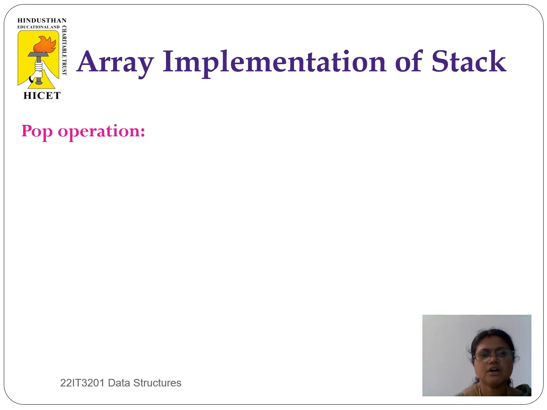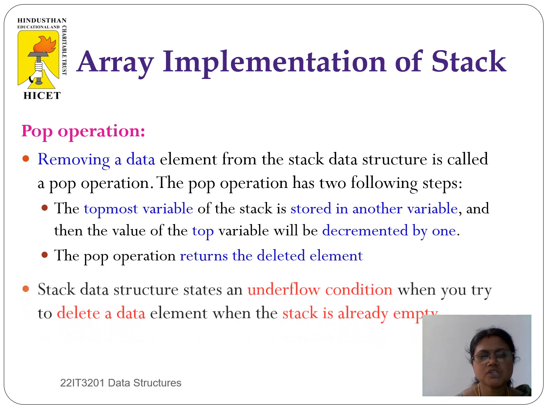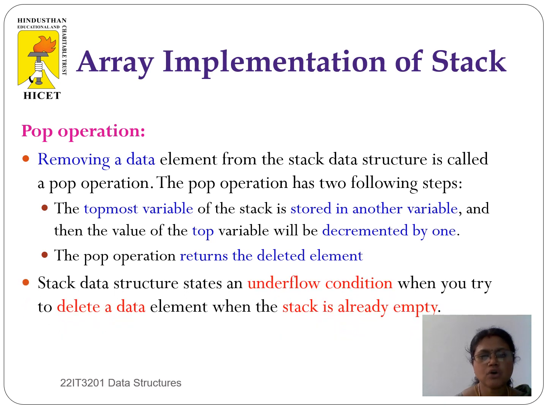Pop operation. Removing or deleting an element from the stack is called a pop operation, and this also involves two main steps. First, the topmost element of the stack has to be placed in another variable, and then the top variable has to be decremented by 1. After that, the pop operation has to return the deleted element. Like the push operation, during the pop operation we have to check for the underflow condition, because we will not be able to do a pop operation on an empty stack. So we have to check for an underflow condition whenever a pop operation is being done.